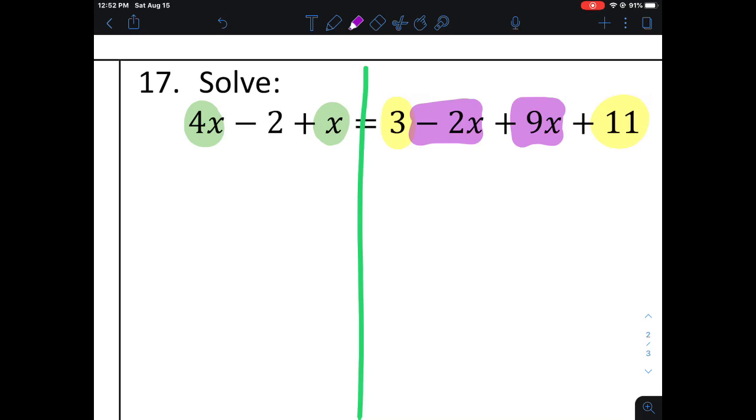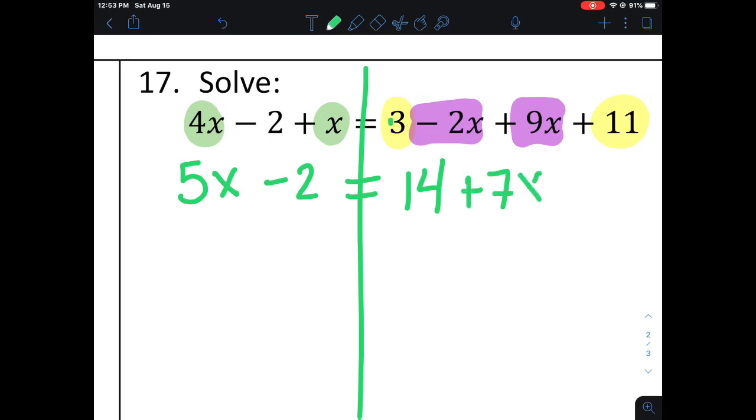Why did I highlight the x's on the left-hand side a different color than the x's on the right-hand side? I cannot combine them yet because they're on opposite sides of the line. I have to combine them on their own side. So I combine the greens first, combine the purples, and then I can move things to the other side. 4x plus x is 5x minus 2 equals 3 plus 11, which is 14. Negative 2x plus 9x is 7x.